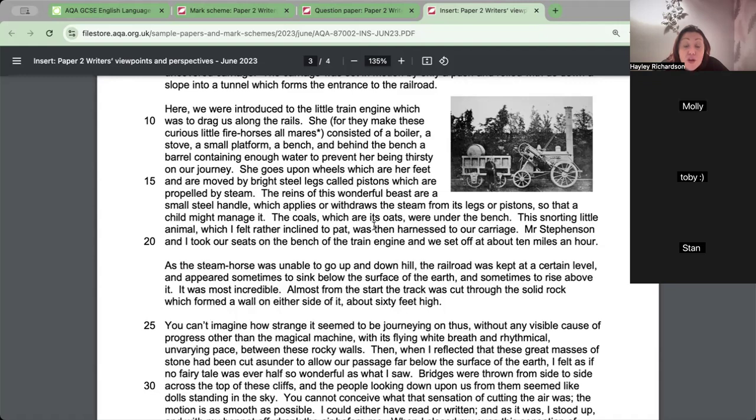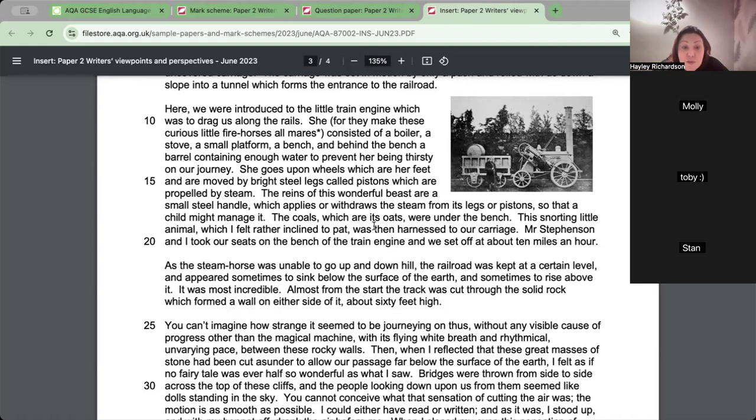She goes upon wheels, which are her feet, and are moved by bright steel legs called pistons, which are propelled by steam. The reins of this wonderful beast are a small steel handle, which applies or withdraws the steam from its legs or pistons, so that a child might manage it. The coals, which are its oats, were under the bench.